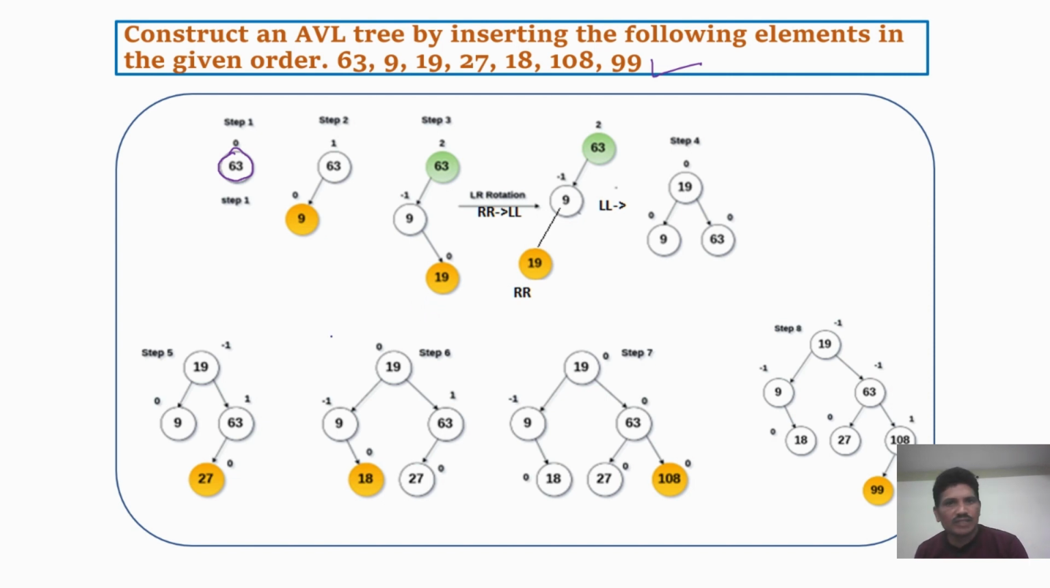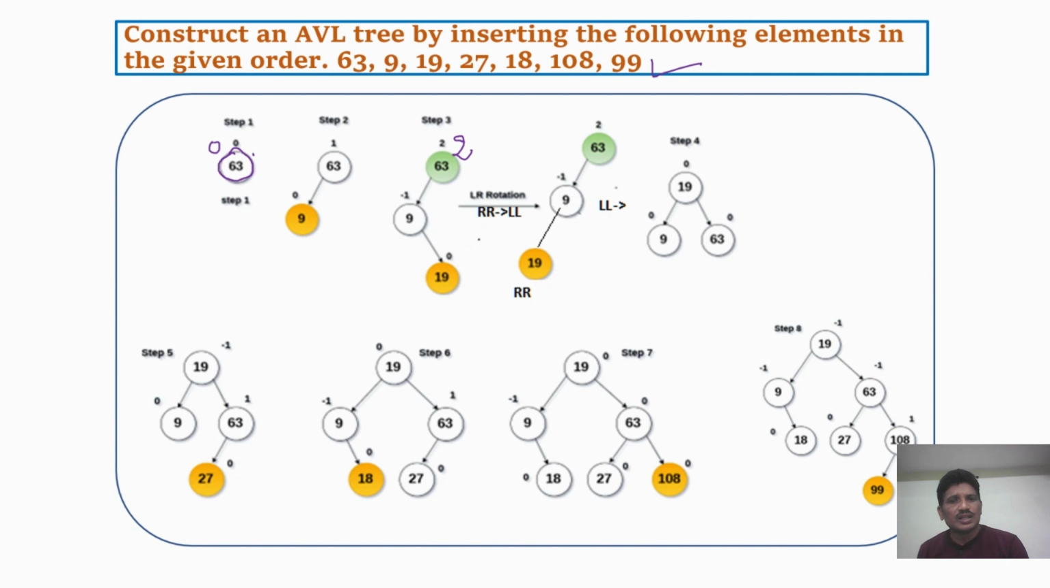When it is not balanced, we can make it balanced. For 63, there is no problem. The balance factor is 0, so it is an AVL tree. Then 9 has been inserted. Now it is also an AVL tree, and the balance factor is 0 and 1. Whenever you insert 19, now it is not an AVL tree, because the balance factor is 2. That's why it is not an AVL tree.